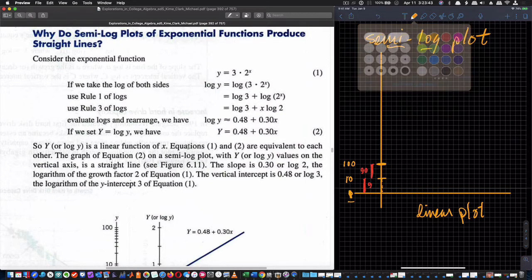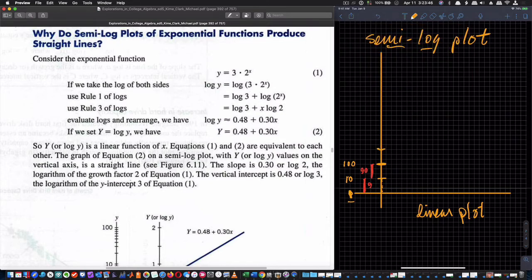And so we've seen this previously when we talked about semi-log plots before. This would be 1,000, and this would be 10,000.